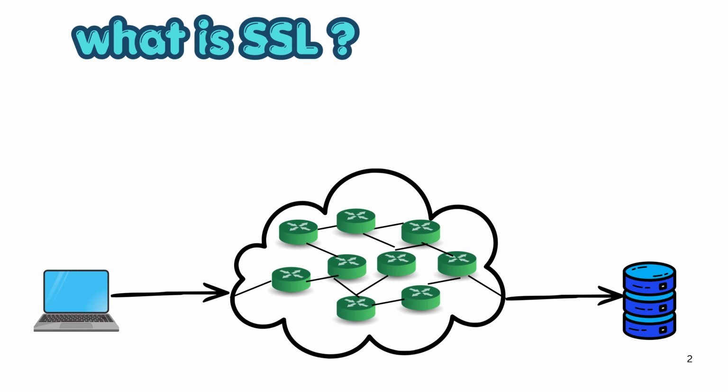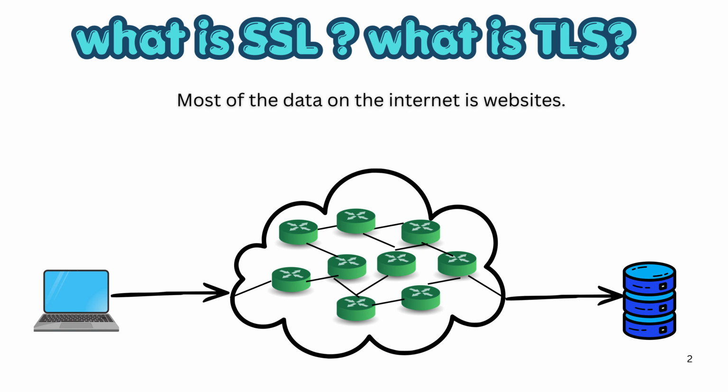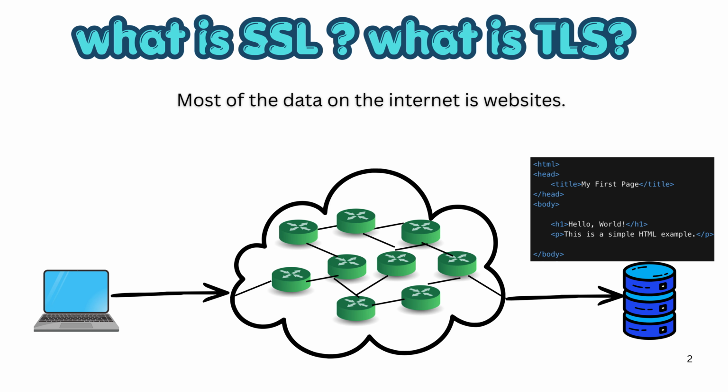Most of the data transferred on the Internet is typically in the form of websites. In this case, the server could be a web server responsible for hosting a site like website.com. But what exactly is a website? A website is written in HTML, which stands for Hypertext Markup Language, and it is transferred using HTTP, or Hypertext Transfer Protocol. For example, an HTML page is essentially just text that contains various tags and content designed to be displayed by a web browser.